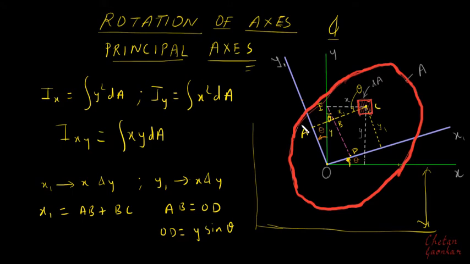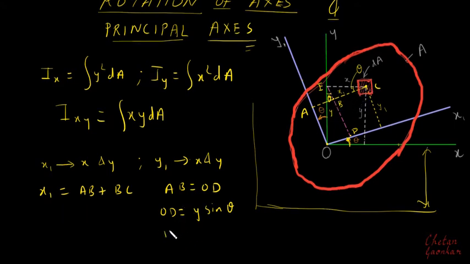This component will be y cos theta along with theta, and this component will be y sine theta. So OD is y sine theta. Then what is BC? This is x, and this is theta. So the component along the theta will be x sine theta. So from here we get BC as x sine of theta.